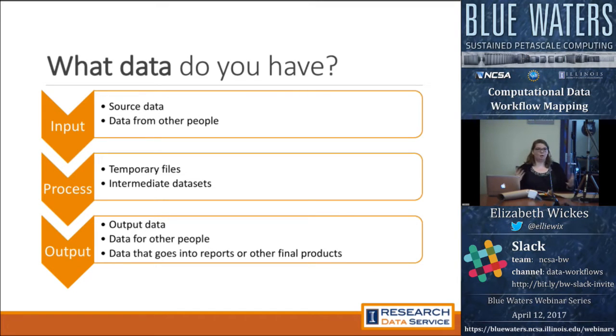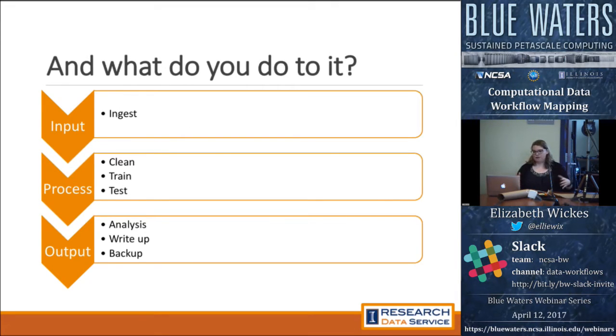And then we have our output. So we have output data, we've got analyses, images, visualizations, and then publications and all this stuff. And so it's very boom, boom, boom that we normally think about these things. If we think about those in terms of actions, you ingest, and then you clean and train and test, and then you have our analysis. But still, this is very linear.